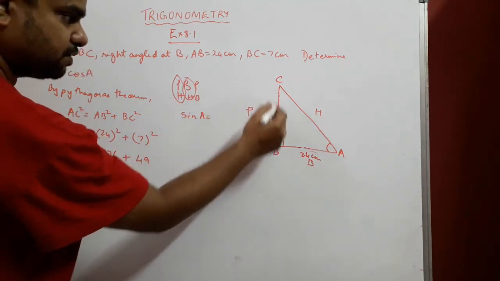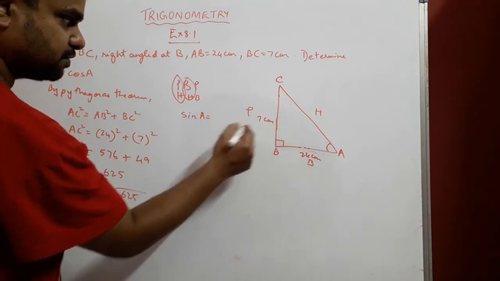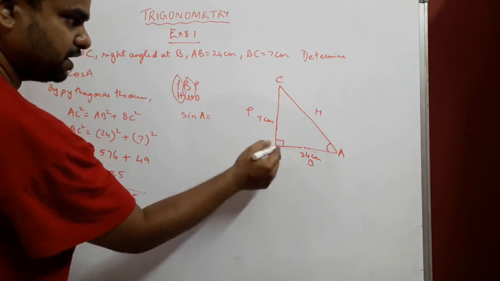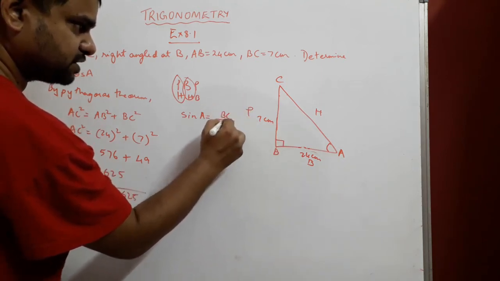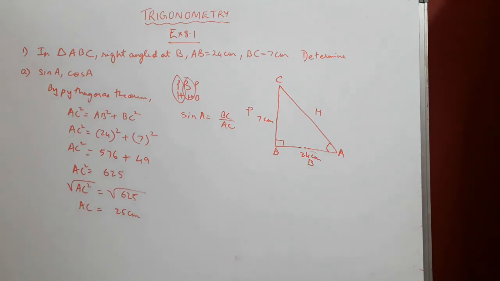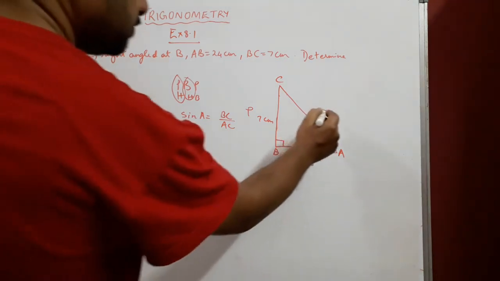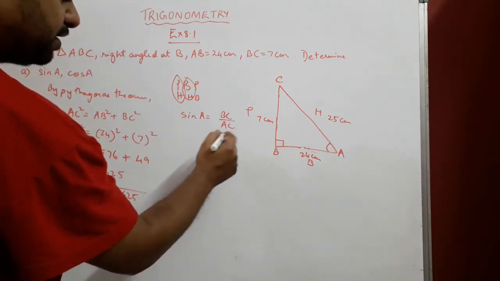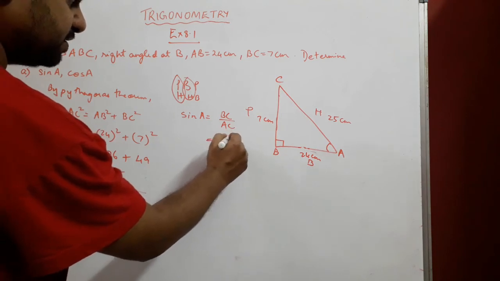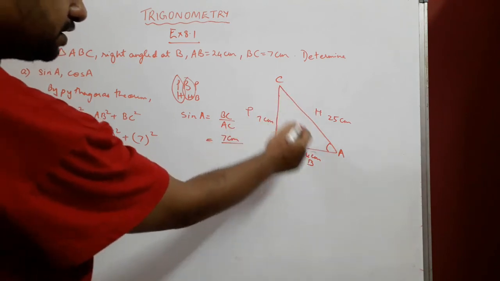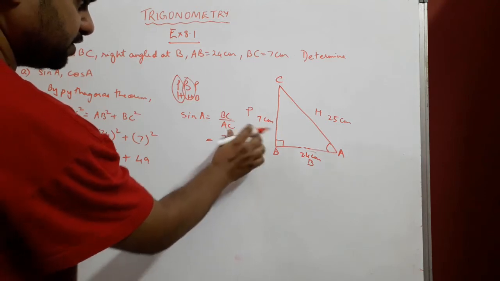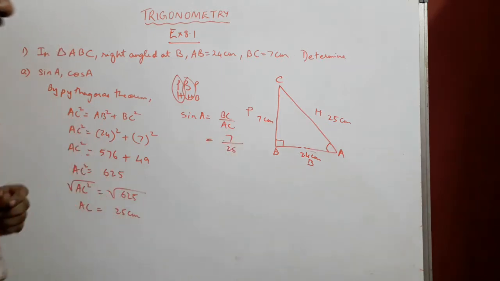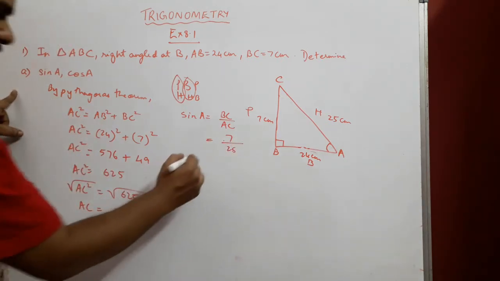What is P over here? Sine A should be perpendicular upon hypotenuse. So perpendicular is BC upon hypotenuse, which is AC. AC we have just found out, that is 25 centimeters. So sine A will be BC, 7 centimeters, upon AC, which is 25 centimeters. So sine A is 7 upon 25.